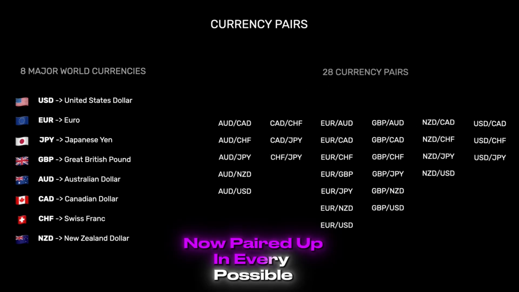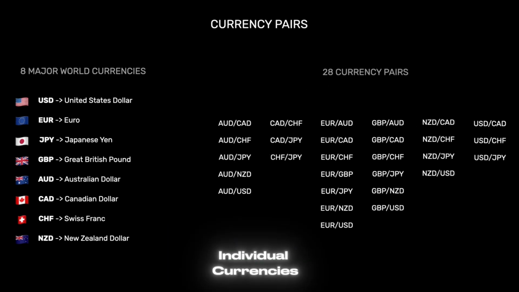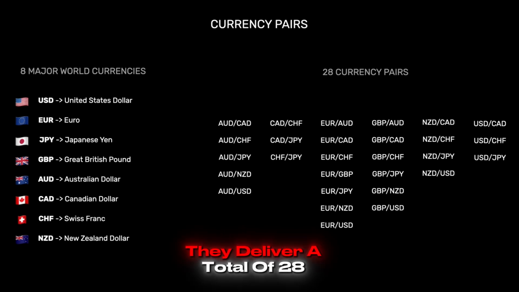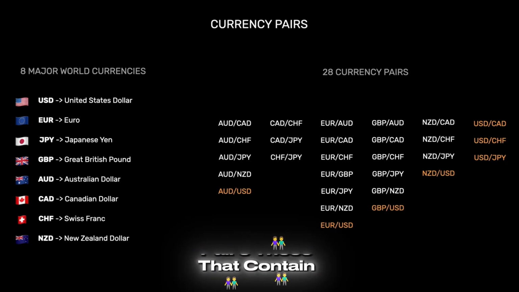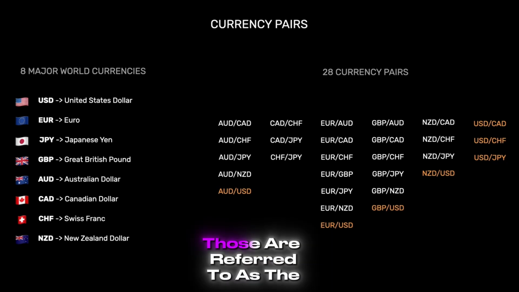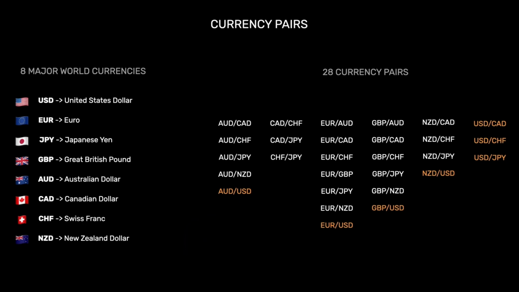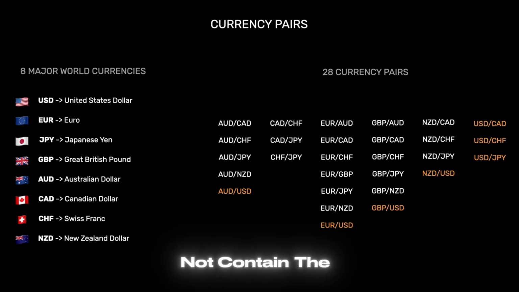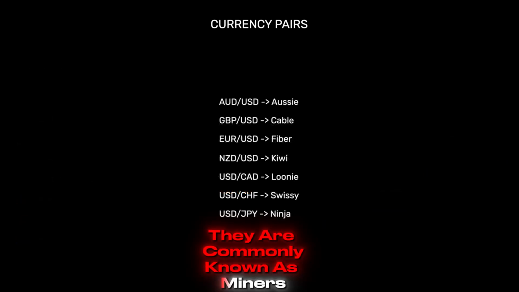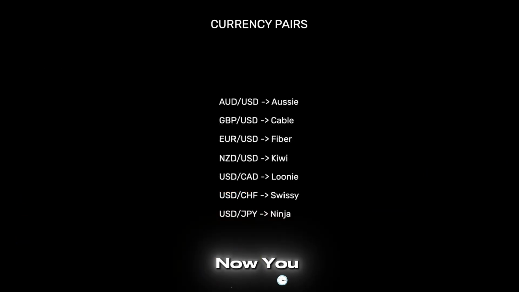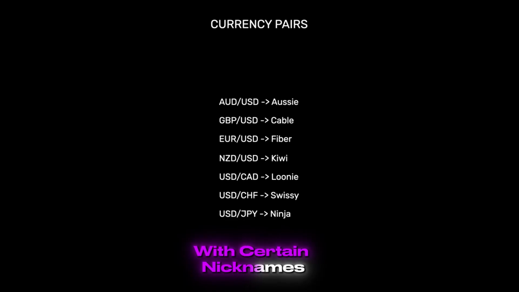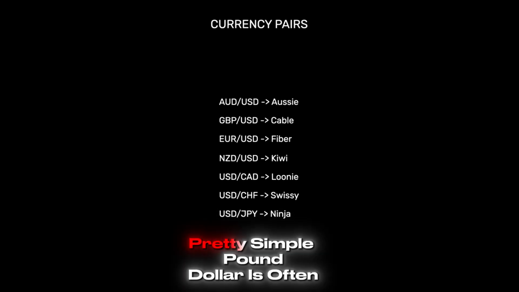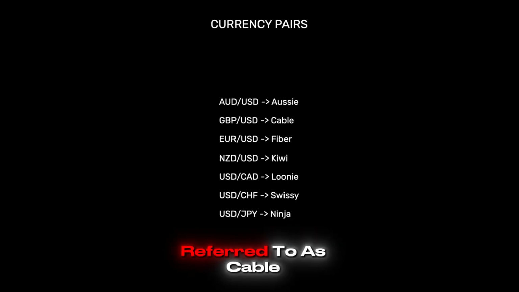Now paired up in every possible combination, the major 8 individual currencies deliver a total of 28 tradable currency pairs. And of these 28 pairs, those that contain the US dollar are referred to as the majors. And the remaining pairs that do not contain the US dollar are commonly known as minors or crosses. Now, you may hear many of the major pairs referred to by traders with certain nicknames. Australian dollar versus the US dollar is simply Aussie. Pretty simple. Pound dollar is often referred to as cable.